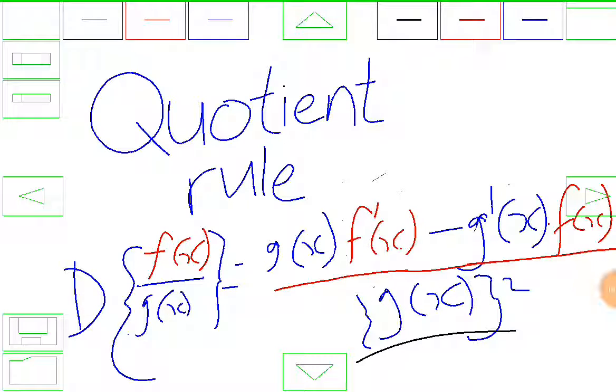Hi and welcome. In today's tutorial video we want to discuss the quotient rule and how to remember it.